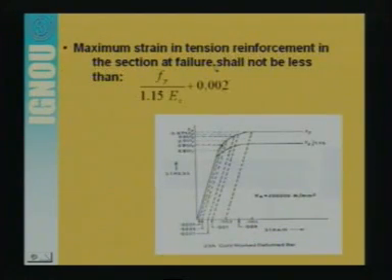Now, the code says that the maximum strain in tension reinforcement in the section at failure shall not be less than fy divided by 1.15, that is the partial safety factor, into Es, the modulus of elasticity, plus 0.002. This is all about some important assumptions and some important points that we need in the design of flexural members. In the next lecture, I will deal with the design of singly reinforced beams.